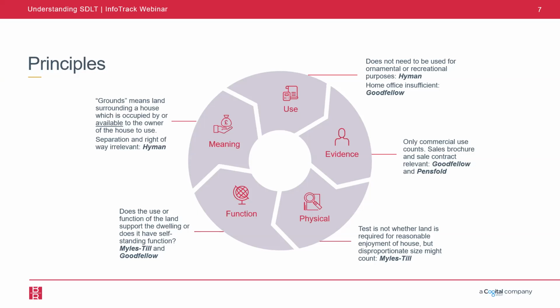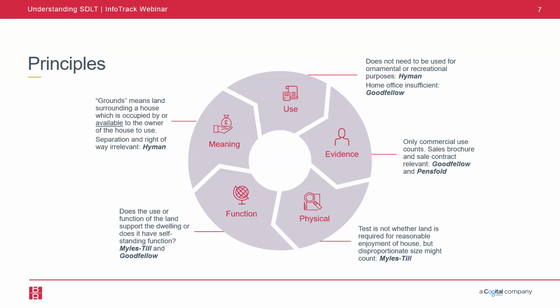And unsurprisingly, the appellant in Goodfellow didn't persuade the tribunal that a home office was sufficient to prove that the property, the main house, was mixed use. If we move down clockwise, down to evidence, Goodfellow and Pensfold are cases which really underline the fact that the tribunal was very interested in what the sales brochure and the sale contract said. And they drew inferences from the fact that the relevant documents in those cases did not mention the existence of any grazing. And there's something to take from that, I think.